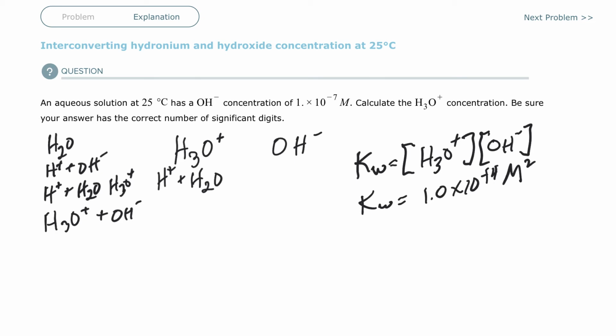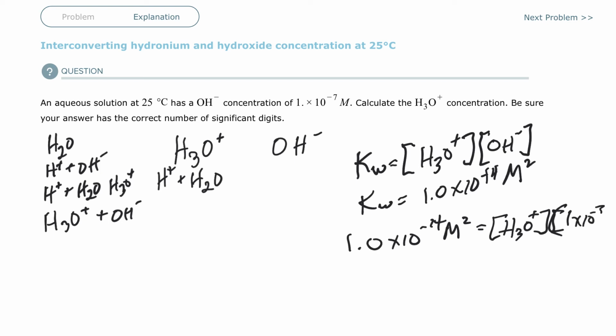Okay, so what are you given here? It has a hydroxide concentration of 1 times 10 to the negative 7 molar. Well, then you're going to say 1.0 times 10 to the minus 14 molar squared equals the hydronium concentration, that's what you're trying to find, times 1 times 10 to the minus 7.